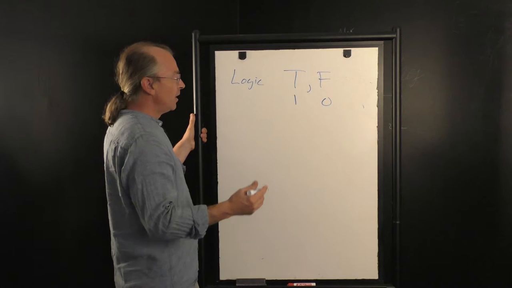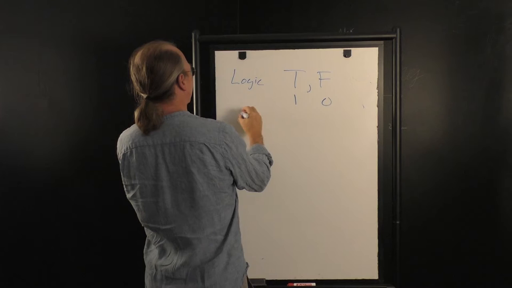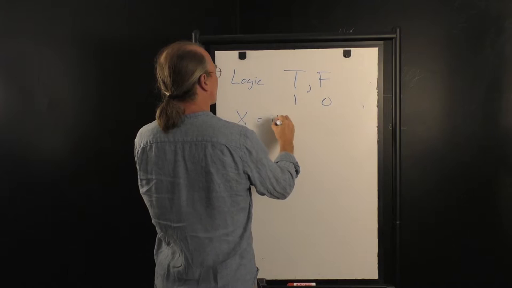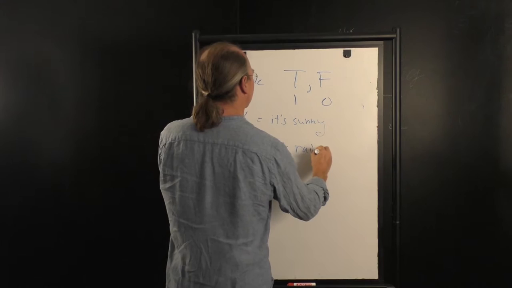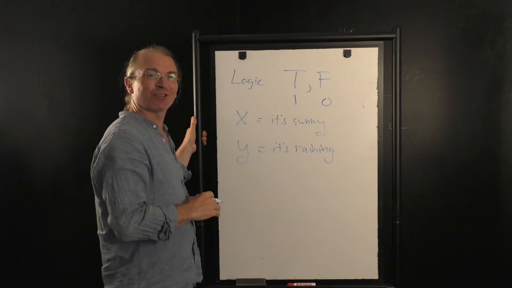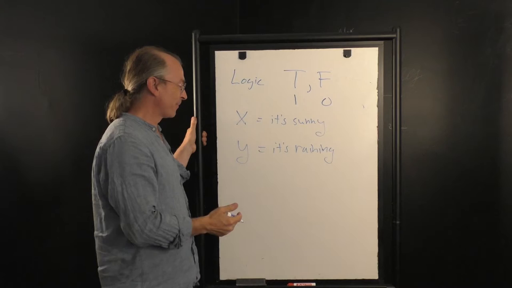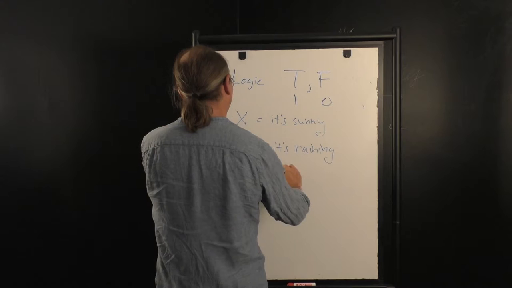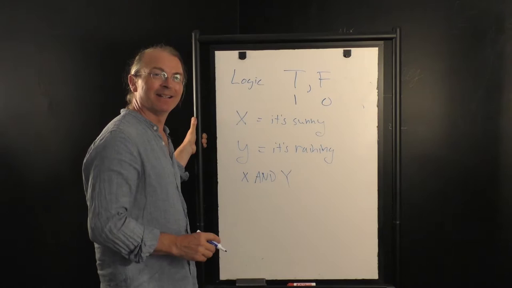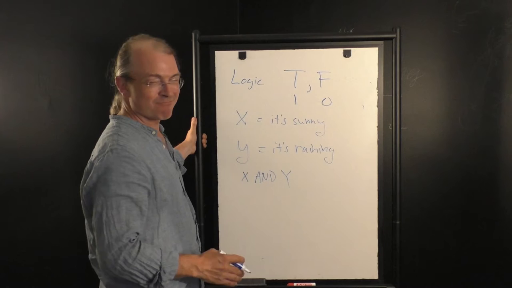So Boole was interested in questions like, suppose I have a proposition X. So X is, it's sunny. And I have another proposition Y. And Y is, for example, it's raining. So either it's sunny or it's not sunny. It could be true that it's sunny, or it could be false that it's sunny. It could be true that it's raining, or false that it's raining. And Boole is interested in propositions of the form X and Y. X and Y means that it's sunny and it's raining. Now, actually, where Boole lived in Ireland was probably usually false.